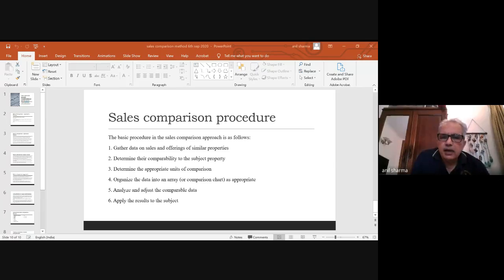So let's try and do this quick calculation using the income method, so that we get a better handle on it, because people are facing some problem using this income method. So I might as well spend some time. Let's go to this example.